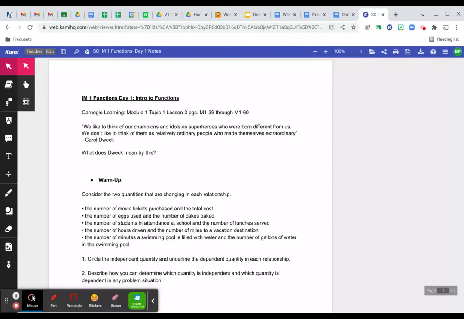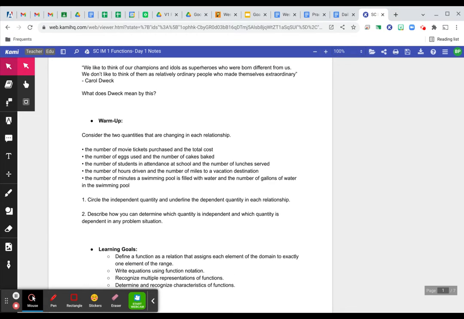Alrighty, guys, welcome to Functions. This is day one for IM1, Intro to Functions. Feel free to look through the warm-up there. We're talking about the relationship between two quantities.